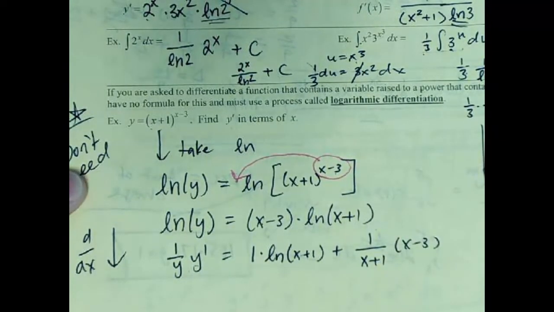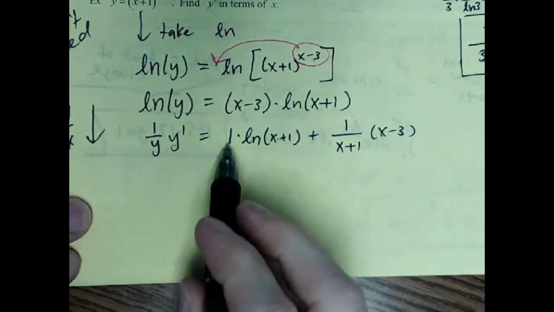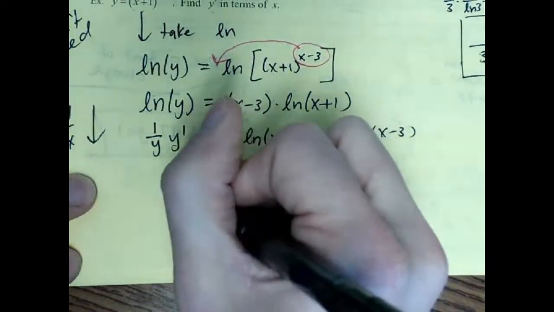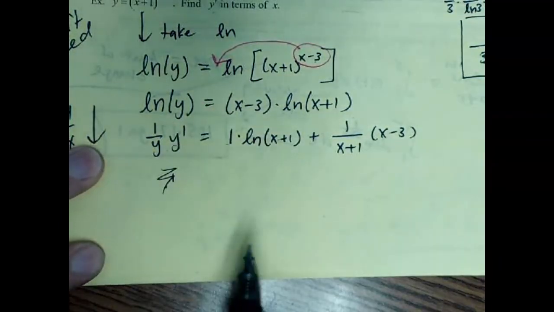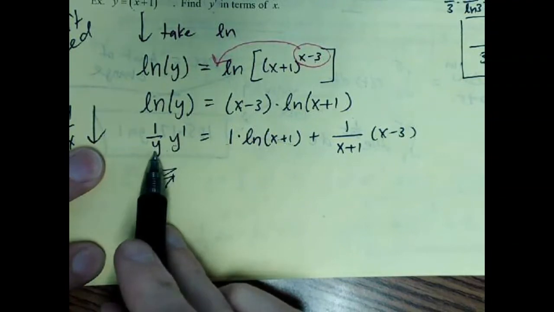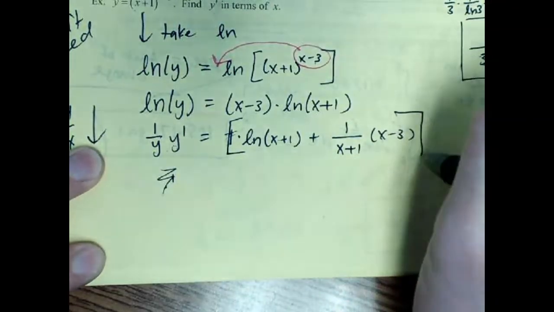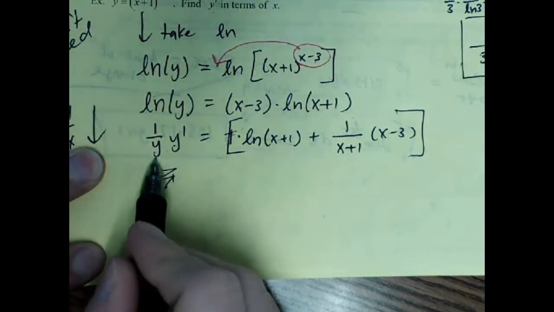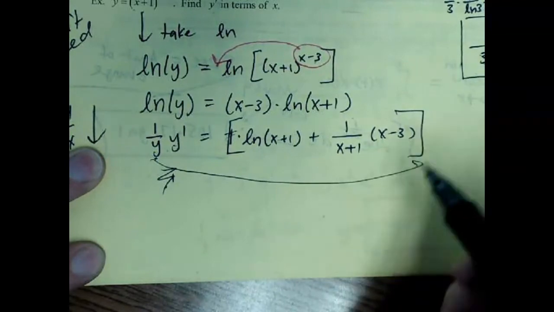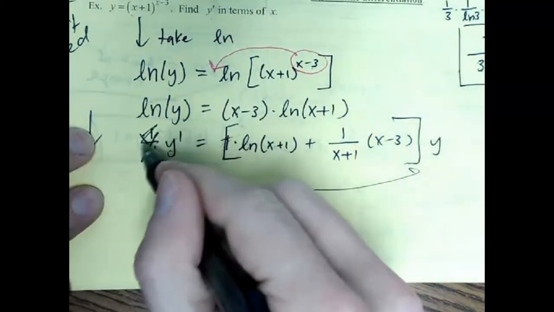Okay, I'm going to rewrite this just quickly. Actually, no, I'll combine it in the next step. So we have the 1 over y times y prime, right? And it's equal to all of this stuff. And then what I would need to do is get the y prime by itself. So I'm going to multiply the y over. So now that's gone. I should just cross it off.